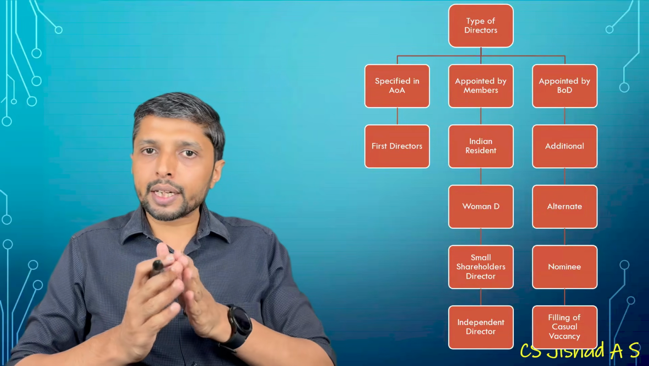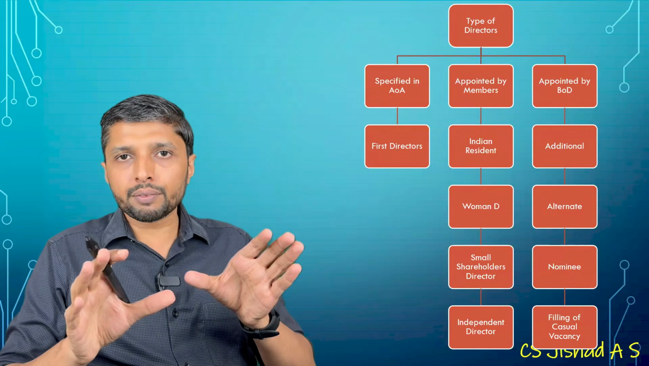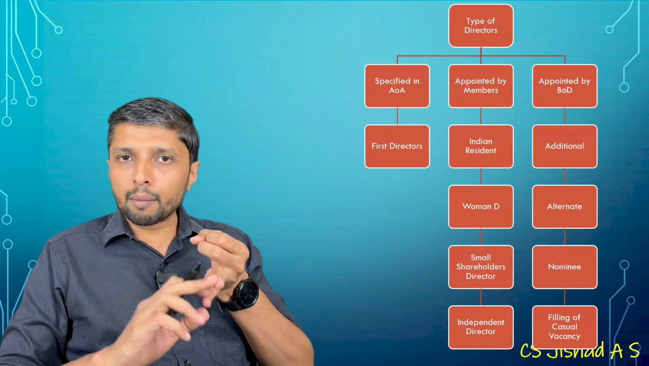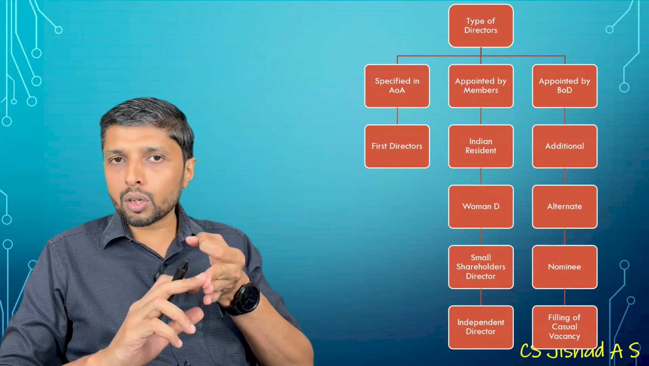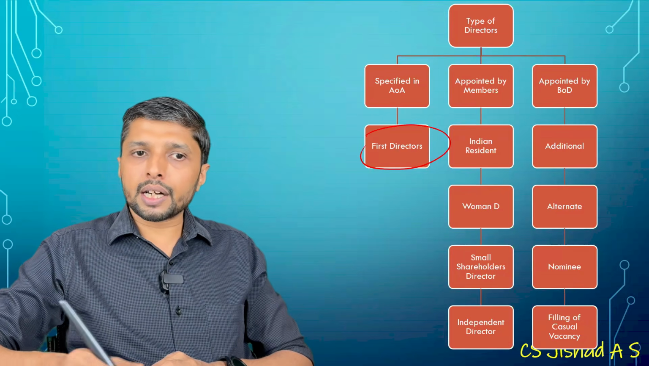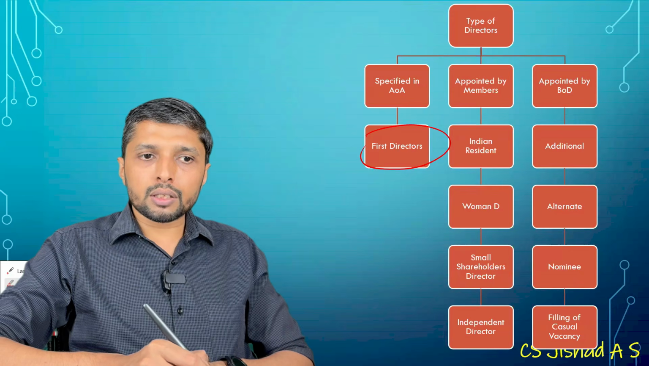Now we'll move to the types of directors. There are broadly three classifications of directors. Number one, directors who are specified in articles, appointed by members, appointed by the board of directors. Those specified in the articles of association are the first directors.